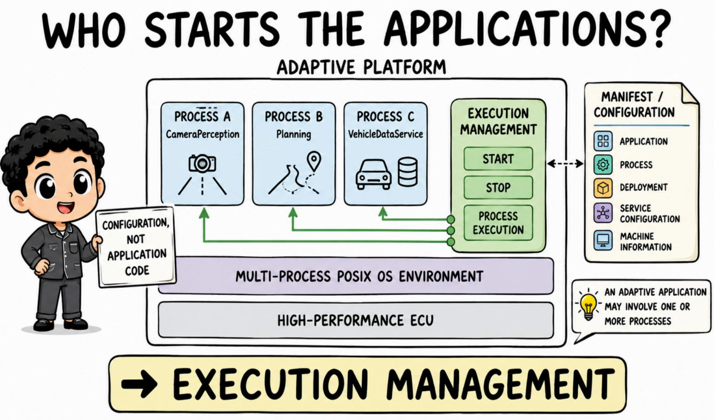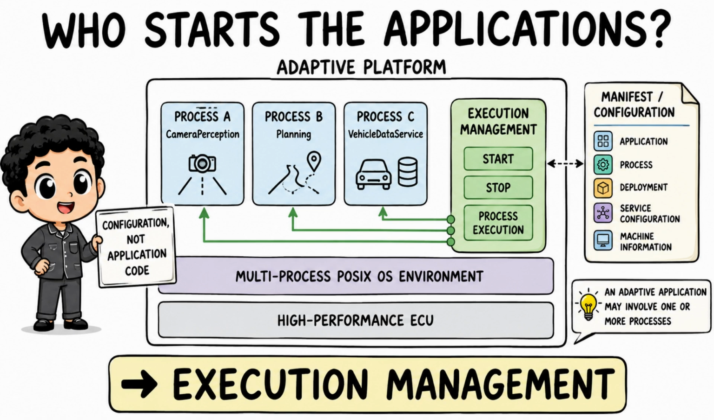Now look at execution. In a deeply embedded classic ECU, we often think in terms of tasks, runnables, interrupts, and tightly configured execution. Adaptive AUTOSAR uses a multi-process operating system environment. Its operating system is required to provide multi-process POSIX capability. POSIX is a standardized operating system interface family commonly associated with Unix-like operating environments. Adaptive applications therefore execute in a process-oriented environment. An adaptive application can involve one or more processes, and those processes execute with their own operating system context.